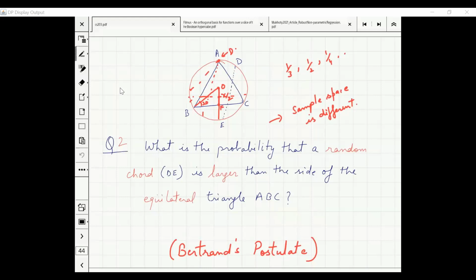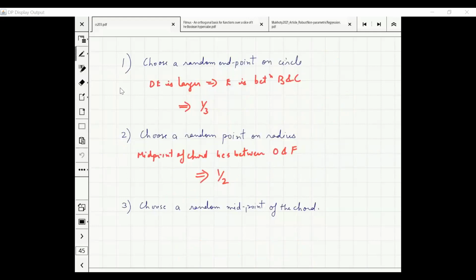For this question, if you choose a chord by its midpoint, again, what is the sample space? If I fix my radius and say my midpoint lies anywhere on this particular radius, then the answer is half. But if you say that my midpoint can be any random point, then the midpoint should lie in a circle of radius.